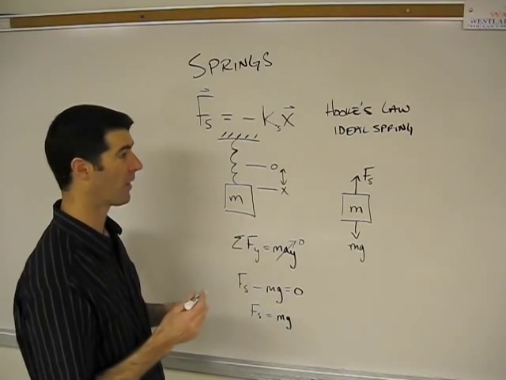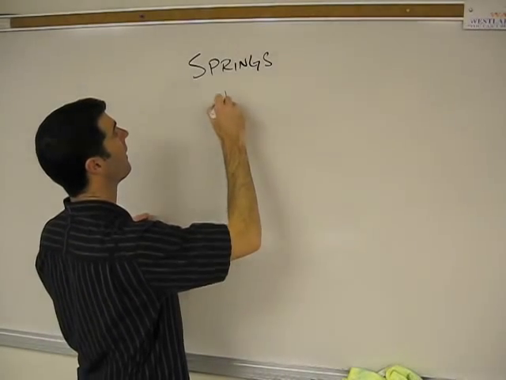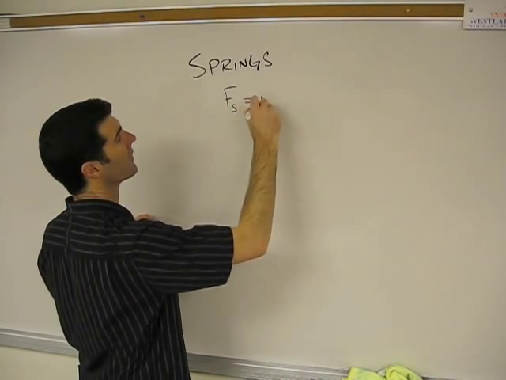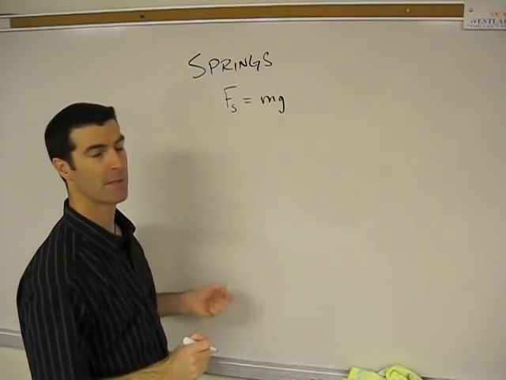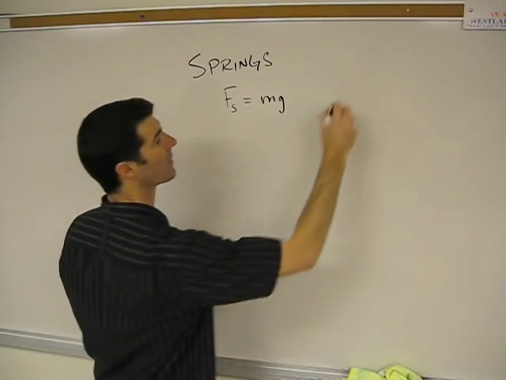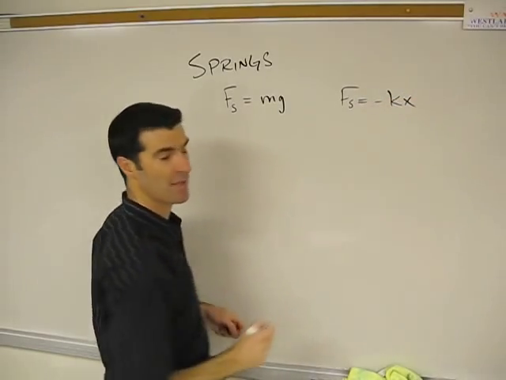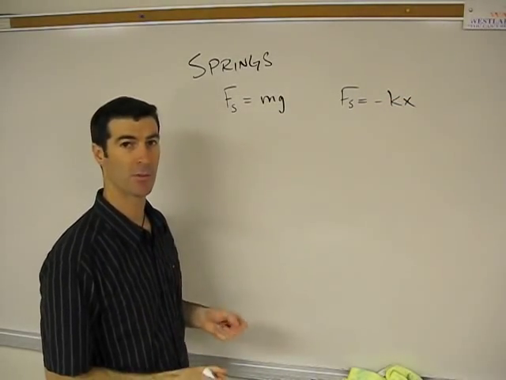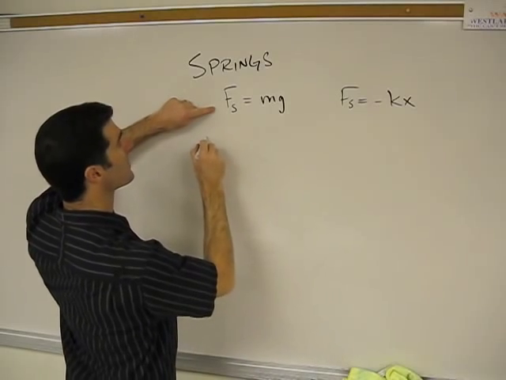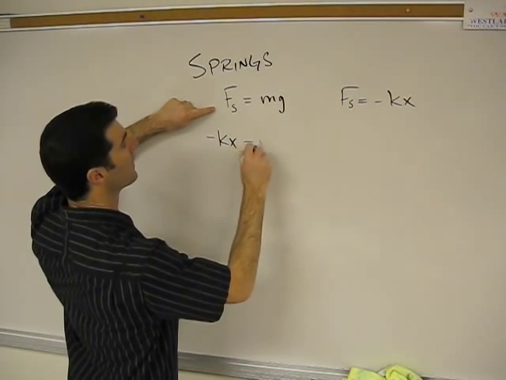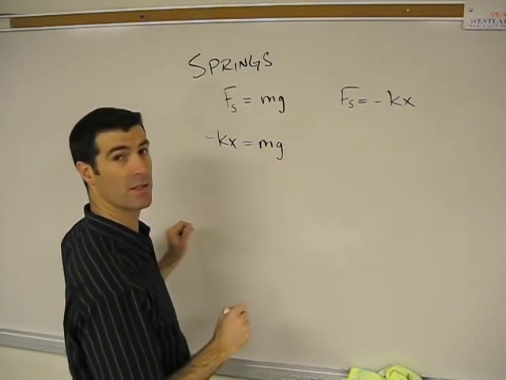Now I'm going to erase and move up so you can see this a little better. All right, we got F sub s is equal to mg. Now our original statement was that F sub s is negative kx if it's an ideal spring, and the spring I was using was an ideal spring. So that means negative kx is equal to mg.